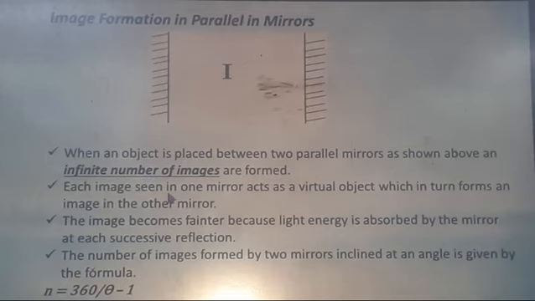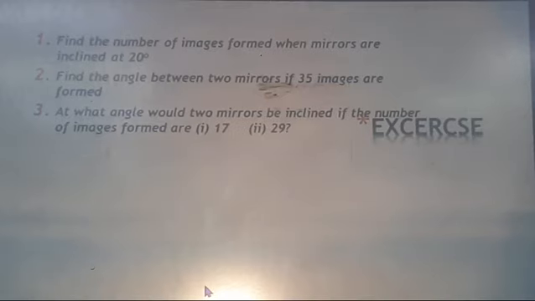Each image seen in one mirror acts as a virtual object which in turn forms an image in the other mirror. Therefore, how can we calculate the number of images formed when a mirror is inclined to another? The number of images is given as 360 divided by the inclination angle, minus 1.